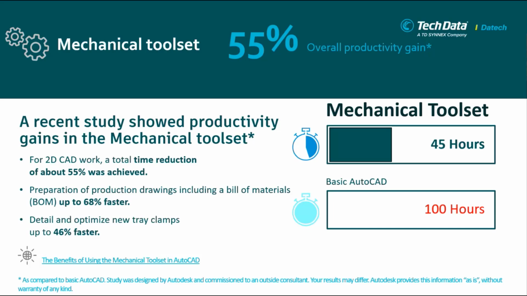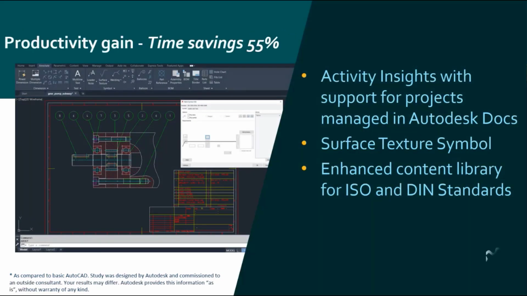The recent productivity study gives you an enhanced update: for AutoCAD 2D, AutoCAD Mechanical Toolset saves around 55% of overall productivity time, and the preparation of drawings, including bill of materials and balloonings, is around 68% faster by using the features of AutoCAD directly. This is a small comparison that highlights how AutoCAD compares with Mechanical Toolset and with basic AutoCAD. So we are mentioning some of the productivity studies, right?